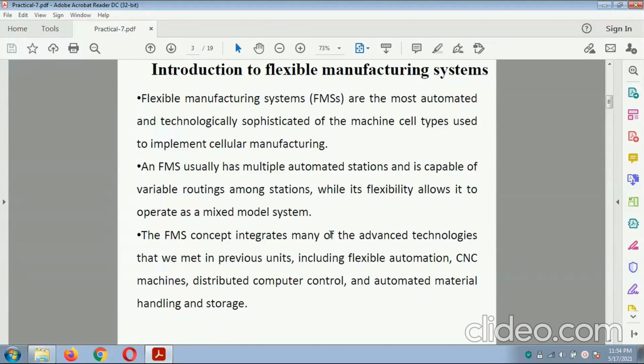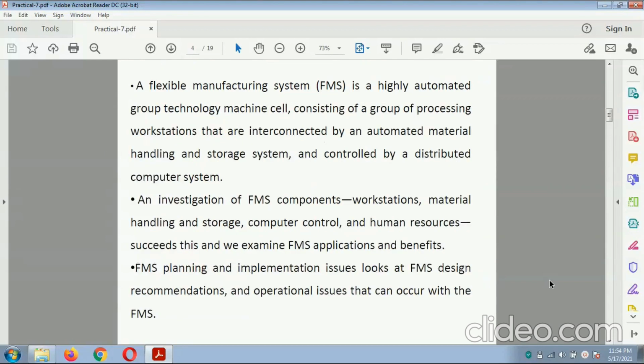The FMS concept integrates many of the advanced technologies, including flexible automation, CNC machines, distributed computer control and automated material handling and storage. A flexible manufacturing system is a highly automated group technology machine cell, consisting of a group of processing workstations that are interconnected by an automated material handling and storage system and controlled by a distributed computer system.